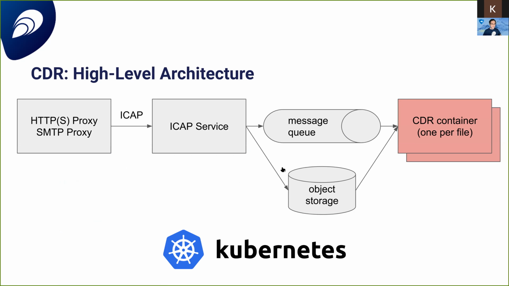So architecturally speaking, CDR looks pretty much as follows. We have something like an HTTPS or an SMTP proxy, which is used to intercept certain content. Commonly, this is done via a protocol called ICAP, Internet Content Adaptation Protocol. And that is sent to the ICAP service, which is the start of the Glasswall application. This one, first of all, downloads the file that needs to be disarmed into object storage, and then sends a request for it to be disarmed in a message queue. Afterwards, there is a process that spawns one CDR container, one content disarm and reconstruct container, per file. This is to ensure that there's as little interference as possible between the various files that are being reconstructed. And of course, this is all built on top of Kubernetes.